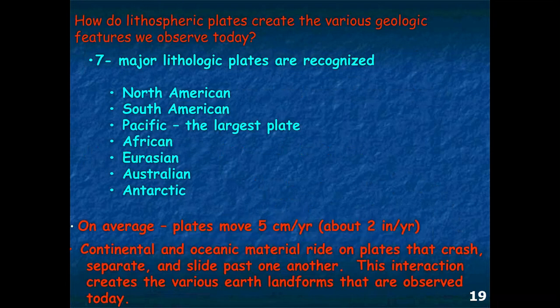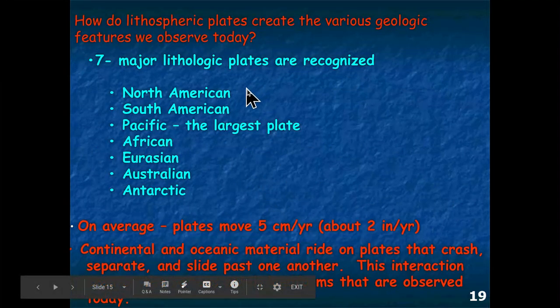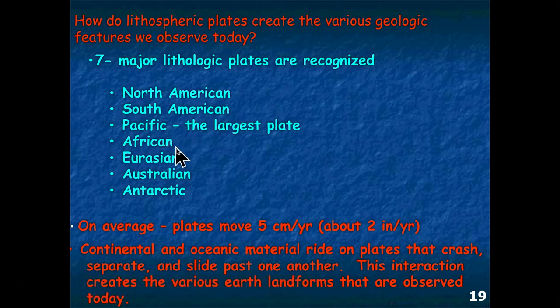And so it's basically composed of these lithospheric rigid plates. There's about 30 plates altogether. And we can take those 30 plates and divide them into 7 larger plates. So there are 7 major lithospheric plates that are recognized. And we have the North American plate, South American plate, the Pacific plate, which represents the largest plate, the African plate, Eurasian, Australian, and Arctic plate.